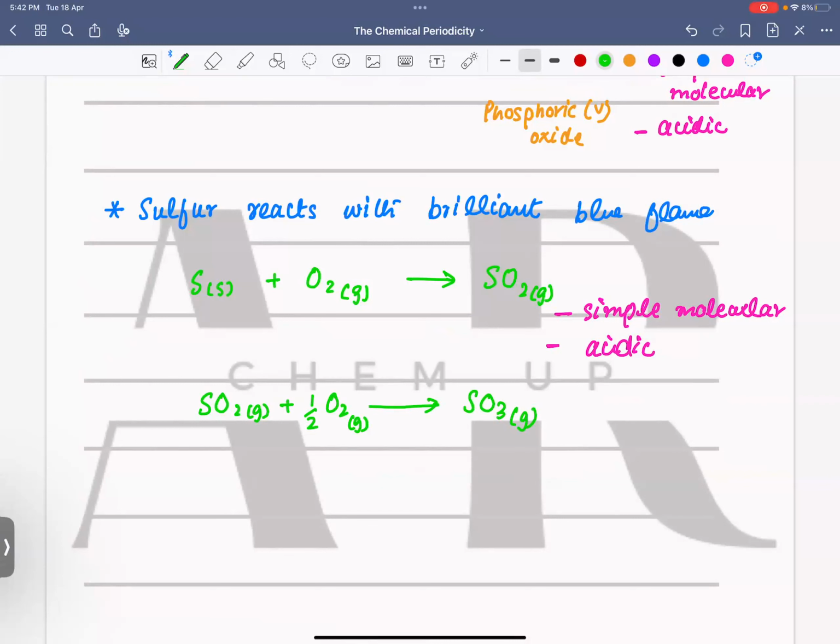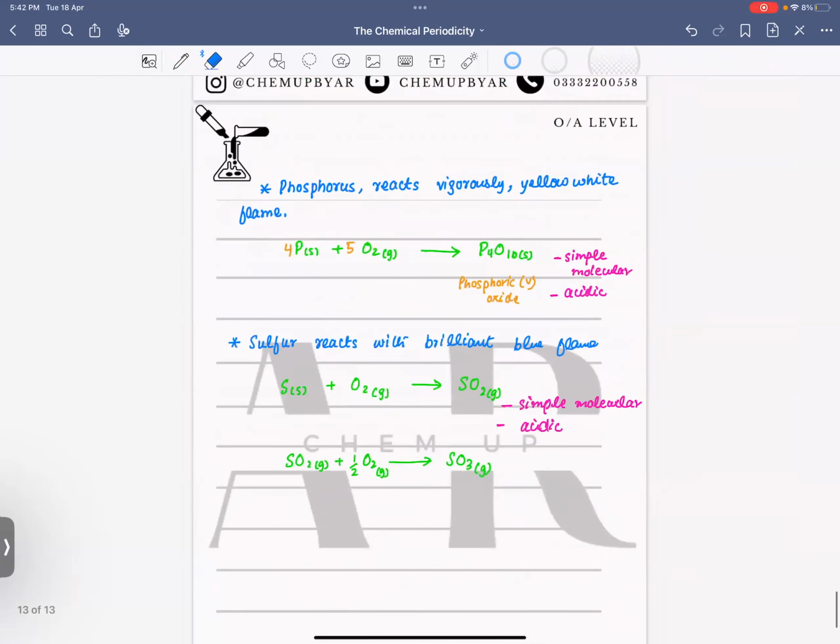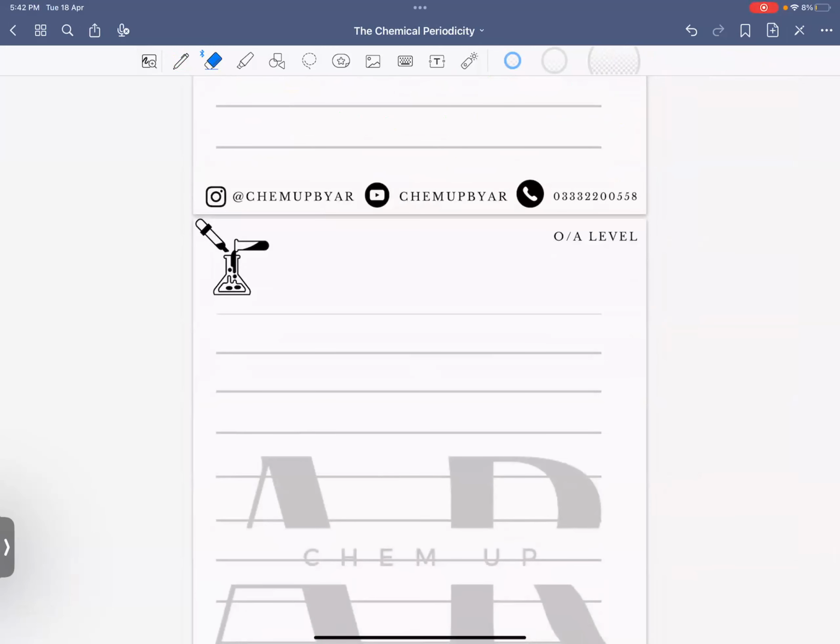Yes. Yes, clear, sir. If any, okay. But now you need to know these equations. These equations are actually asked in the exam.